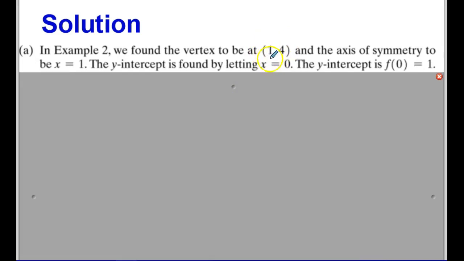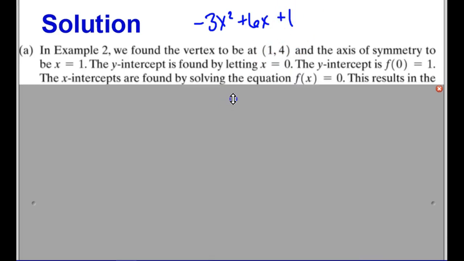We know the axis of symmetry is going to be x equals 1 because it's always this value here. The next easiest point to find is my y-intercept. And we find the y-intercept when we set x equal to 0. So when I set x equal to 0 in my equation, which was negative 3x squared plus 6x plus 1, this term becomes 0 and this term becomes 0, so my y-intercept is at 1. So that's another easy point that I can plot.